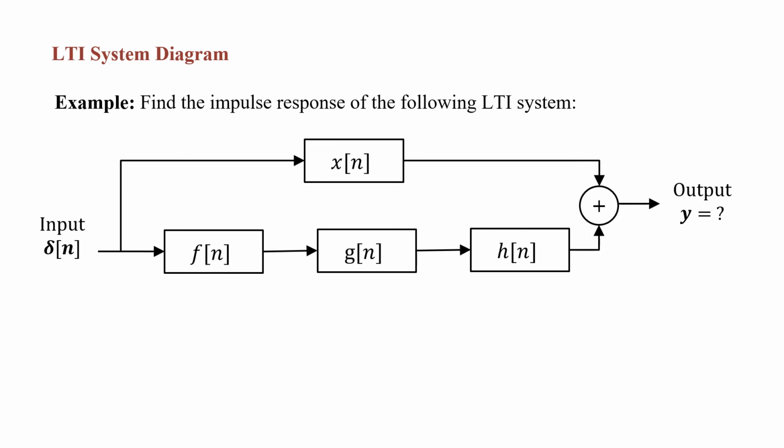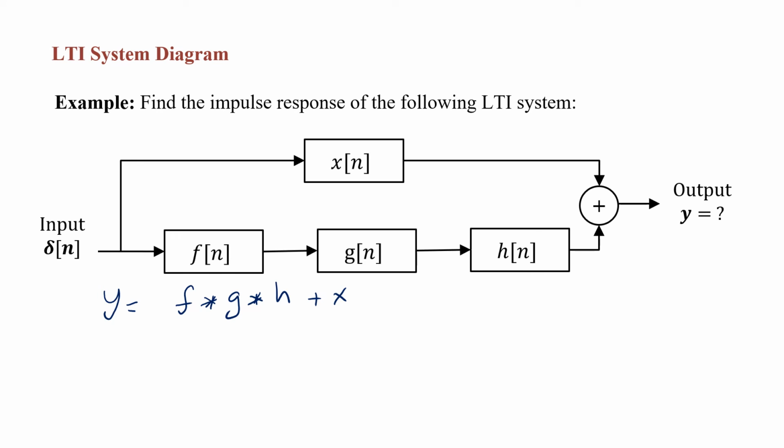Now we'll do another example on finding the impulse response of a given LTI system diagram. We have f, g, h, and x as signals within the diagram, and we can tell clearly that f, g, and h have convolution between them. So we have to perform convolution between f, g, and h, and the output of this convolution must be added to x. We can express this mathematically as y is equal to f convolved with g convolved with h plus x.